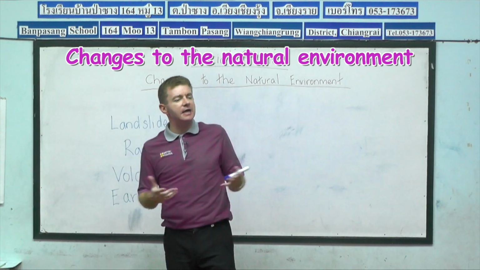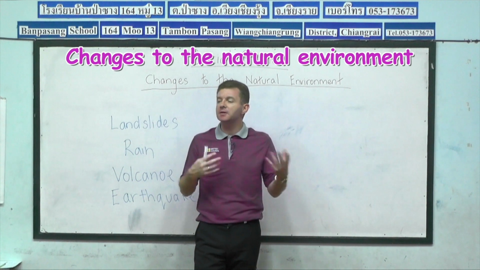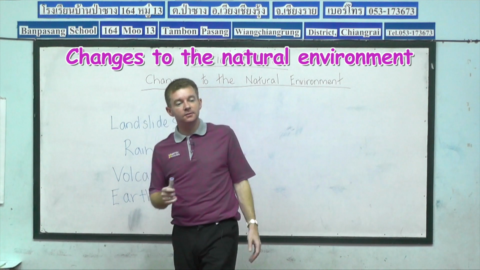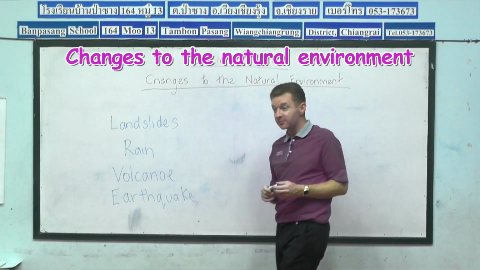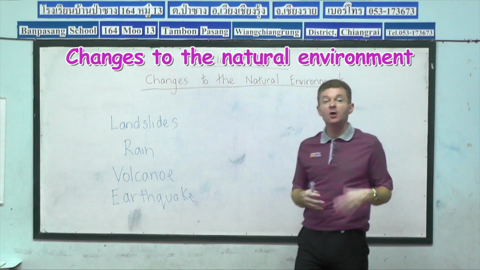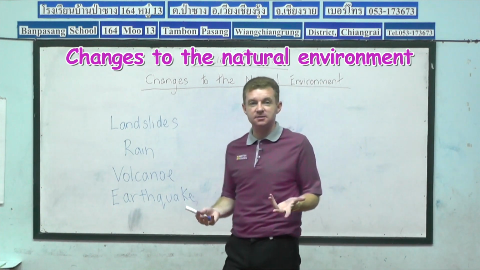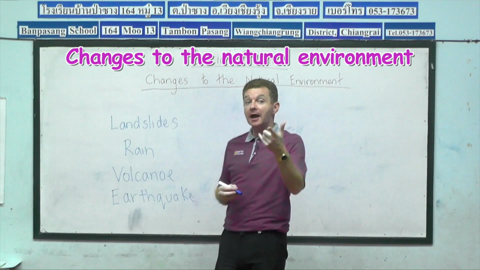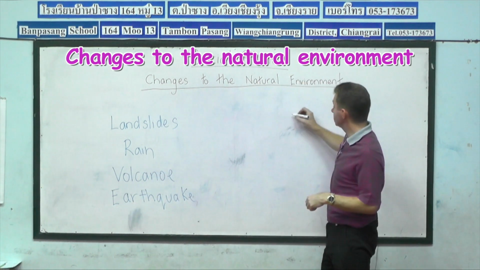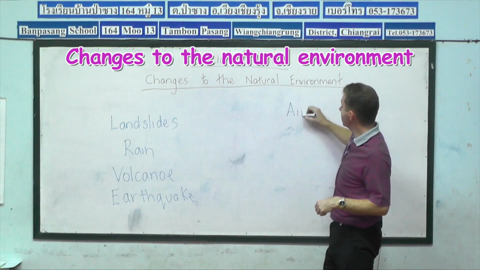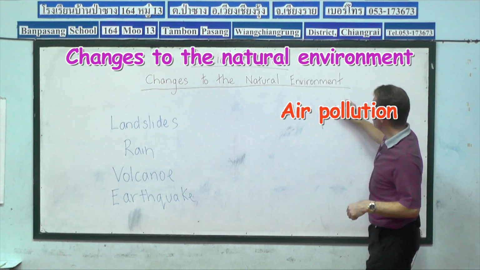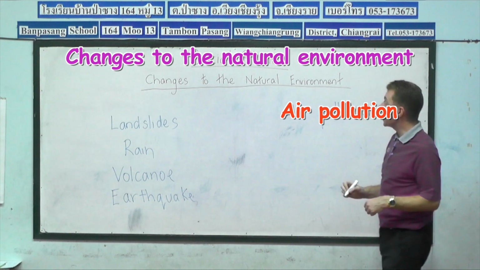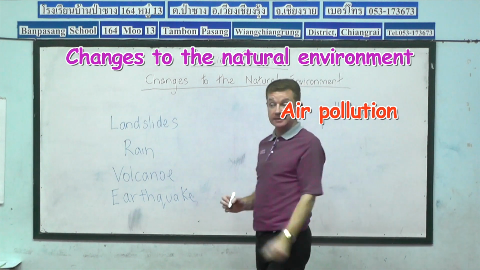And think about other changes to the natural environment. Maybe what happens to the air when it's dirty, if we get lots of smoke? Air pollution. Excellent. Well done, Pak Bung. Air pollution comes from cars and factories. When we have too much smoke in one place, the air gets dirty, and it's what we call air pollution. A-I-R-P-O-L-L-U-T-I-O-N. Air pollution.